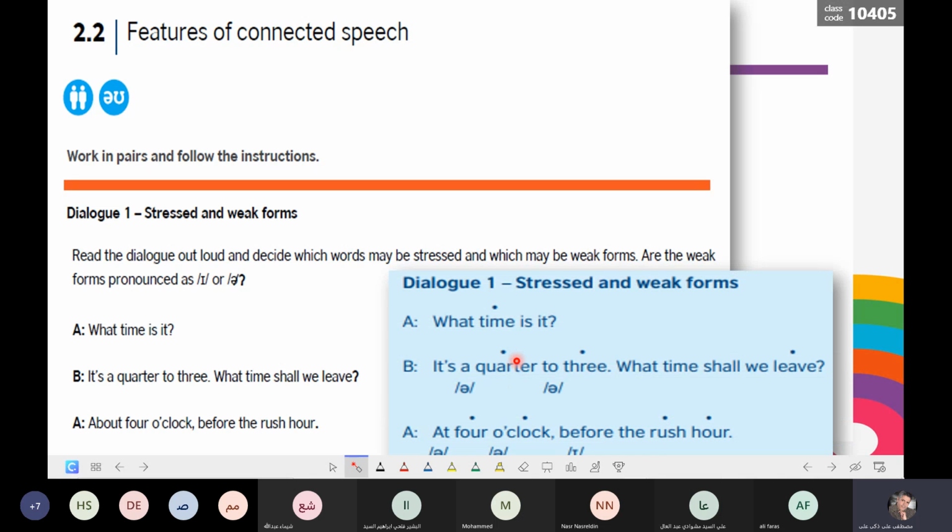Okay, let's have a look here. We have the circle, the point, the dot here to emphasize the stressed words. So the word time in the first question, what time is it? And the words quarter to 3 are important because they give us the time. And the word leave. But if you look at the schwa, instead of saying a, we say it's a quarter. It's a quarter. Okay.